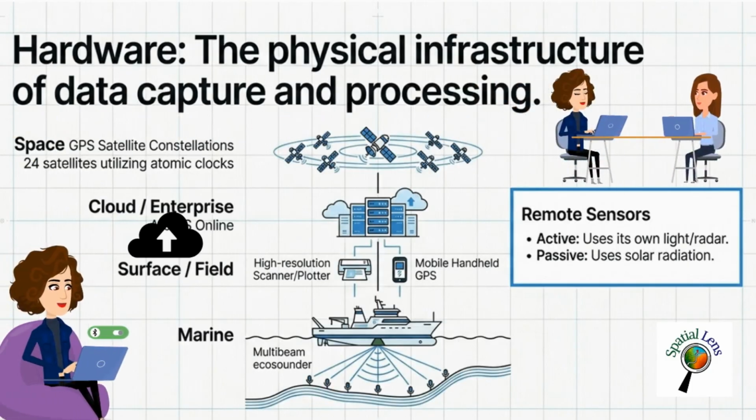The first component is hardware. This includes all the physical devices required to run GIS: computers, servers, GPS units, and storage systems. Powerful hardware allows us to process large datasets efficiently, especially when working with high-resolution imagery or complex spatial analysis.